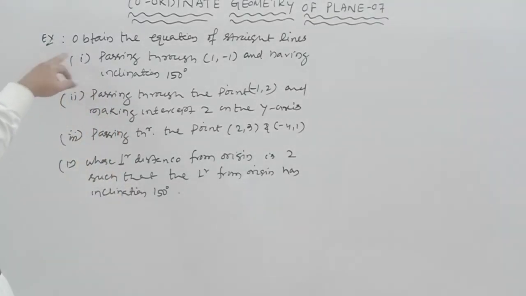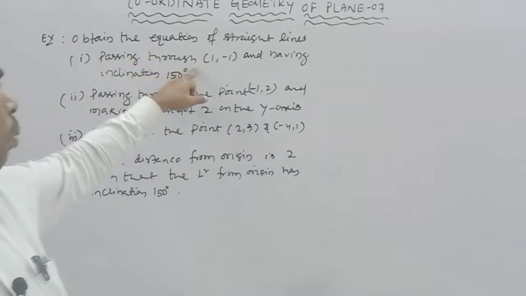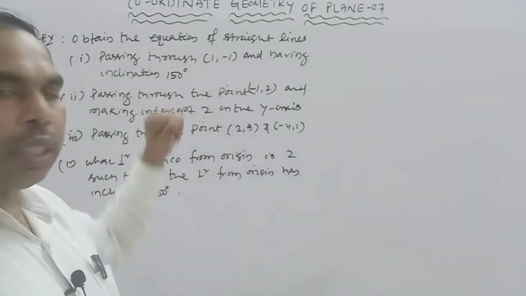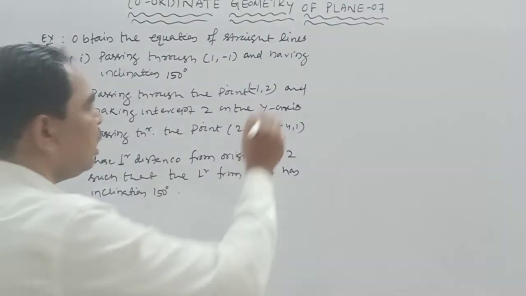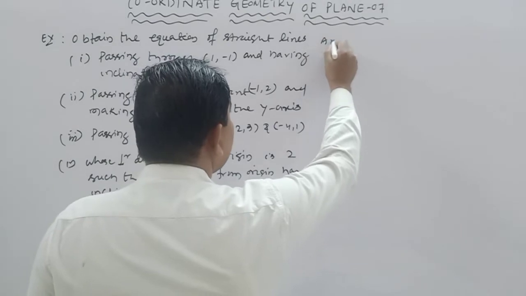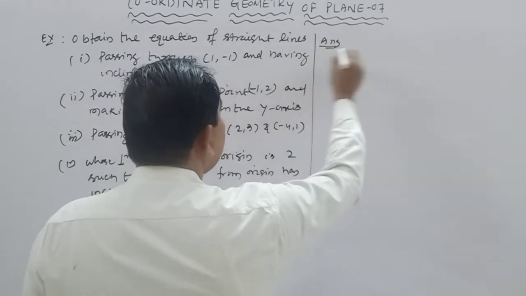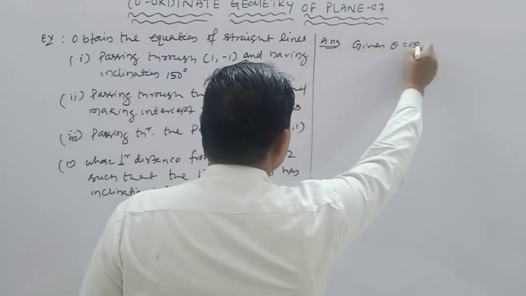Question number 1. Obtain the equation of the straight line passing through the point 1 comma minus 1 and having inclination 150 degree. Inclination is given, so write theta given, theta is equal to 150 degree.